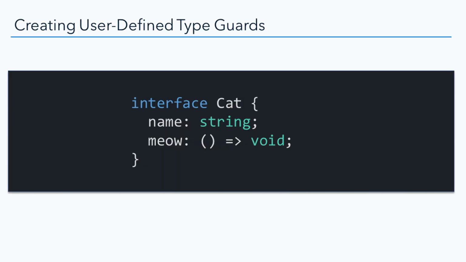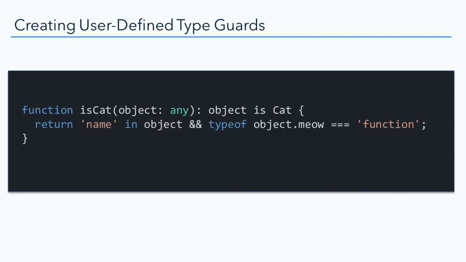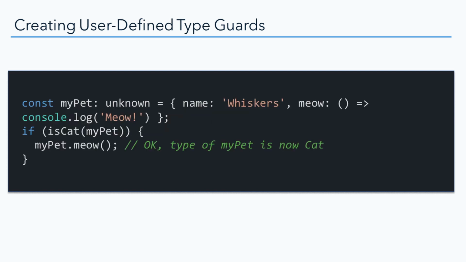For example, suppose you have an interface called Cat. You can define a user-defined type guard for this interface as follows. This function checks if the input object has a name property and a meow method. If it does, it returns true, indicating that the object is of type Cat. Otherwise, it returns false. You can then use this function to perform a type assertion on an object.